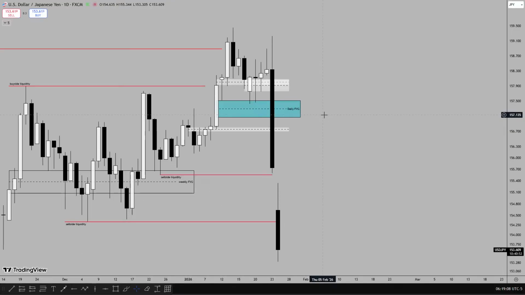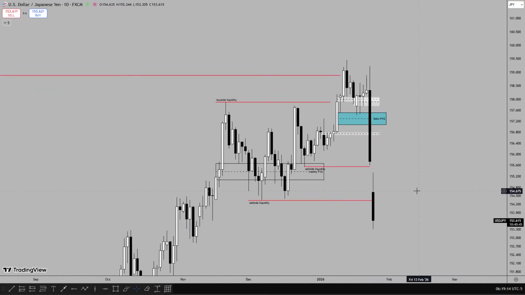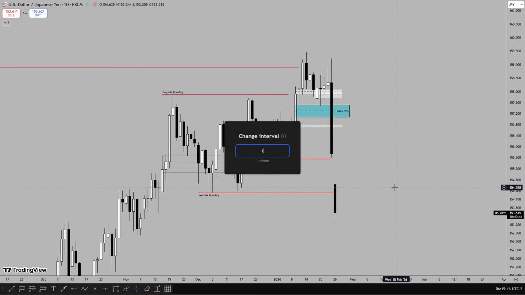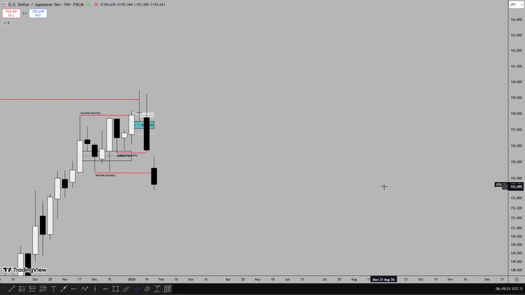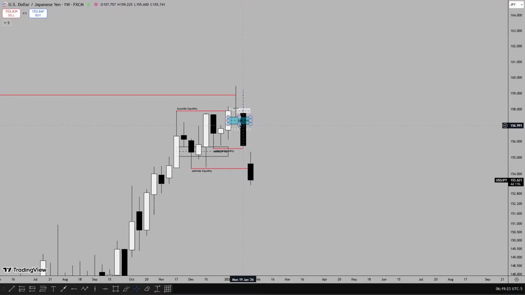Now let's talk about USD JPY. USD JPY has been trading lower from the opening price. Looking at it from the weekly time frame, price traded below the daily fair value gap and closed below. I was anticipating a run on sell side liquidity. I wasn't anticipating price opening and trading directly to the sell side liquidity.